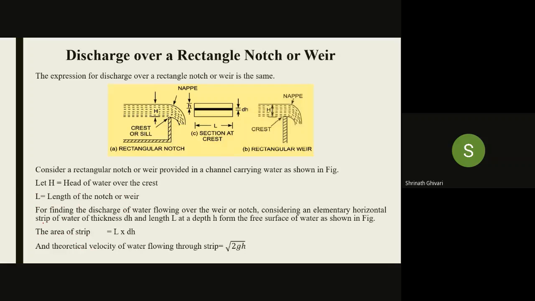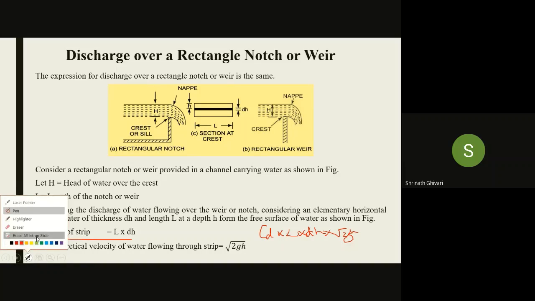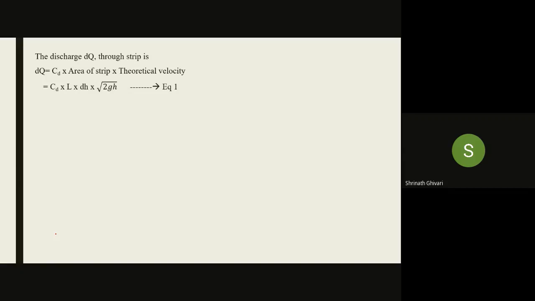Next, what we have to do? We have to write the equation. CD into L into dh, where L into dh is the area of the strip, which we have seen in the previous slide, into square root of 2gh. CD into L into dh into square root of 2gh is your equation 1.